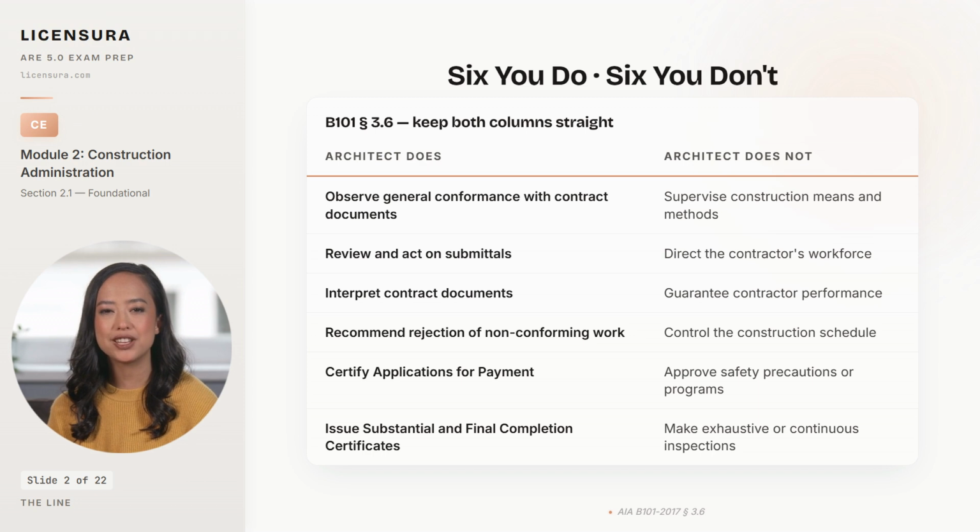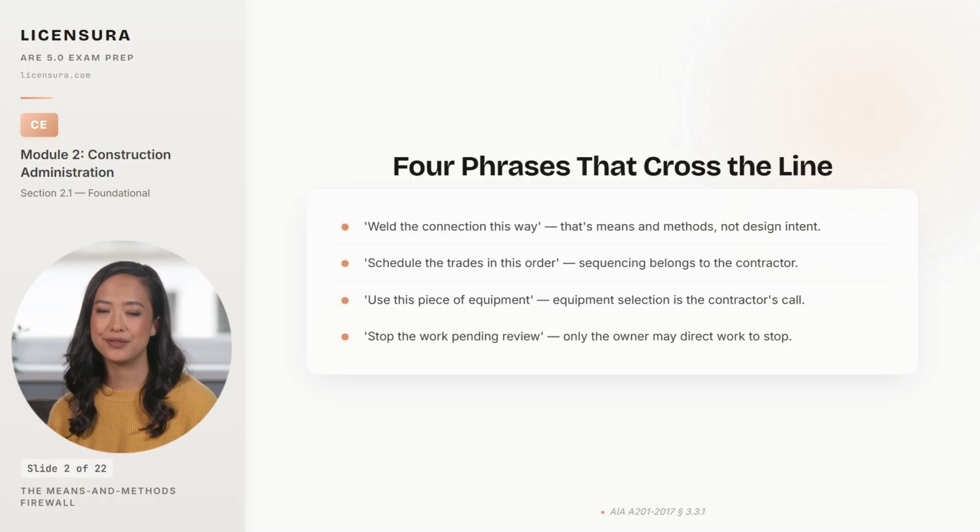The single biggest place architects cross the line is means and methods. Let me show you the firewall. Per A201, Section 3.3.1, the contractor is solely responsible for means, methods, techniques, sequences, and procedures of construction. The moment you give an instruction that touches any of those 5 words, you have crossed into the contractor's zone and assumed liability for that direction. 4 phrases will get you there fast.